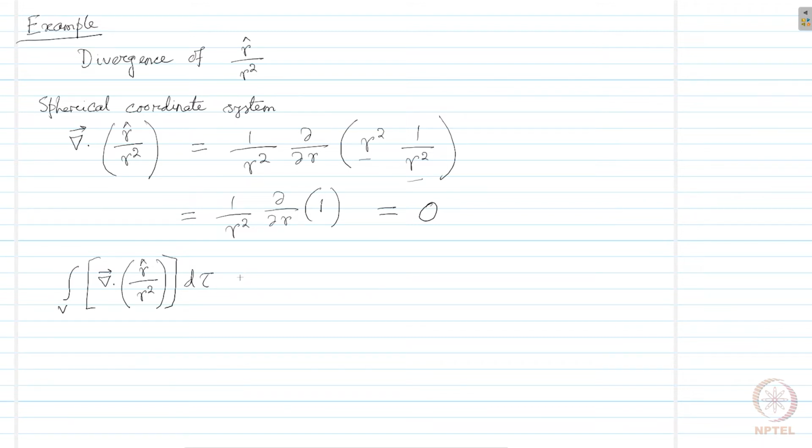multiplied by the volume element d tau is the closed surface integral, the surface that encloses this volume, of r cap over r squared dot dA. Now, let us choose a volume and a surface in such a way that our calculation becomes simple. We can actually choose any arbitrary volume and the surface binding that volume, that is all we need.